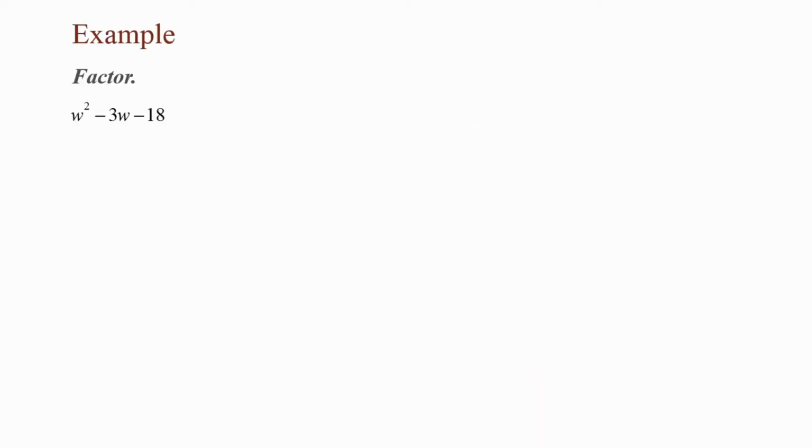In this example, factor w squared minus 3w minus 18. First, we have to figure out what multiplies to be 18. We can have 1 times 18, 2 times 9, 3 times 6. Now the issue is we want a negative 18.